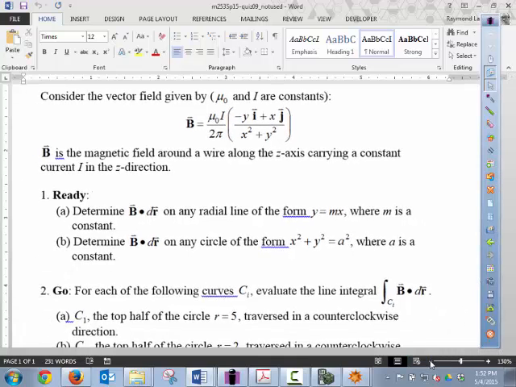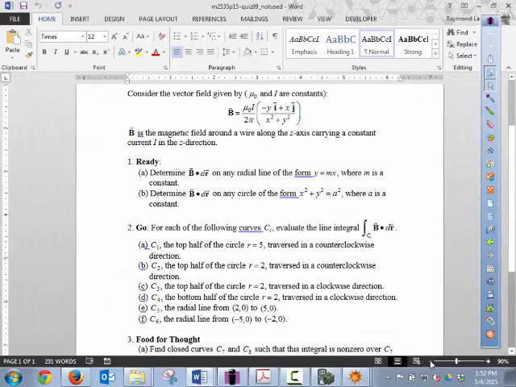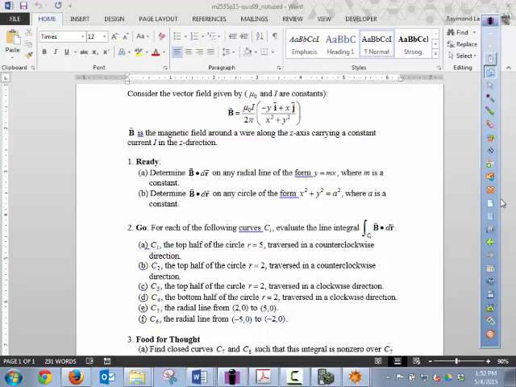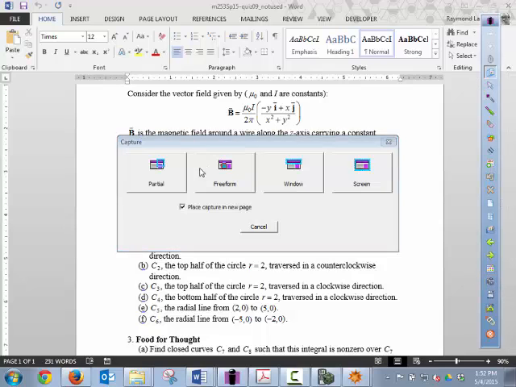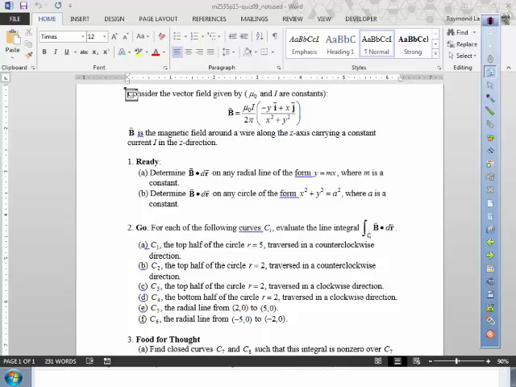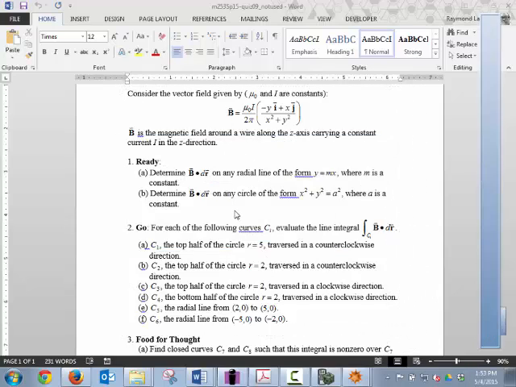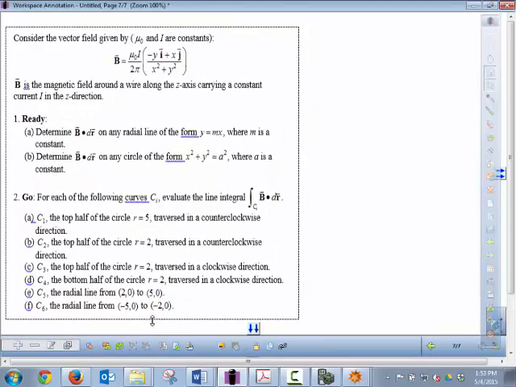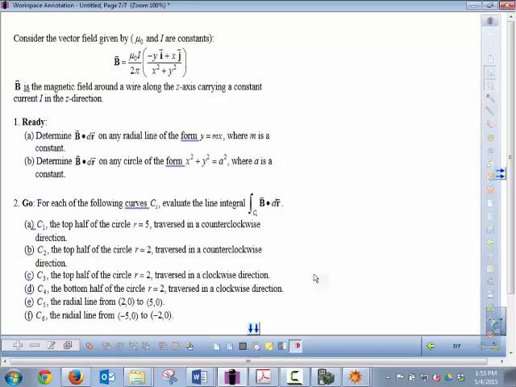It had so many questions. And so I thought maybe I'll set this up a little bit differently. So instead, maybe let's take a look at it here and see how quickly we can do this. So here's your vector field.